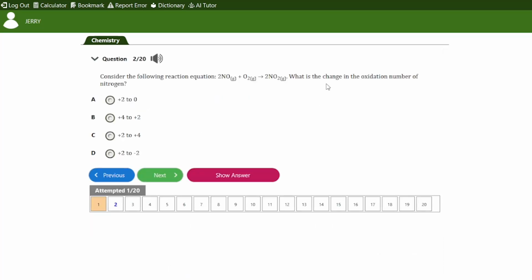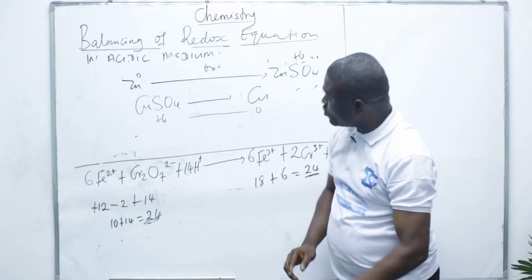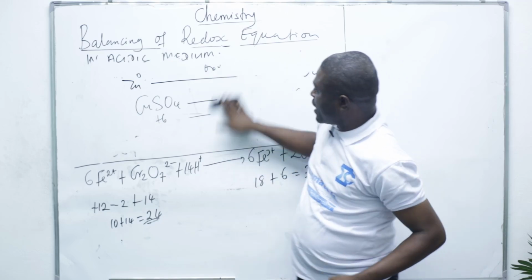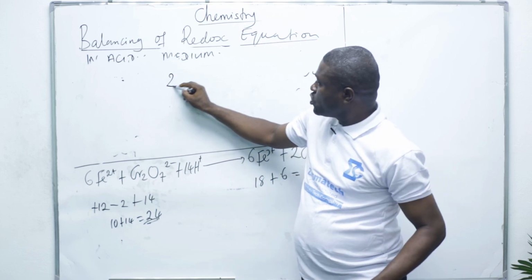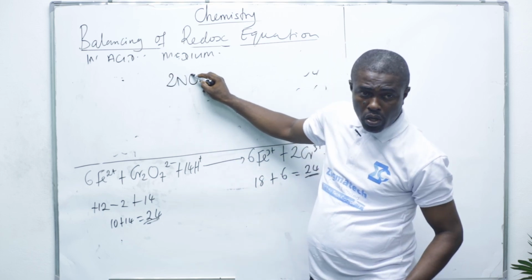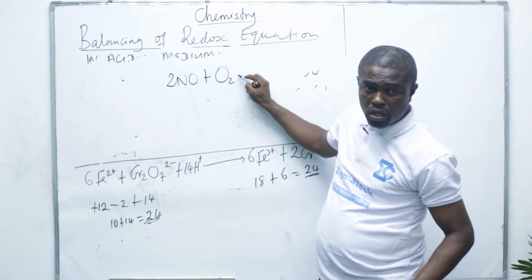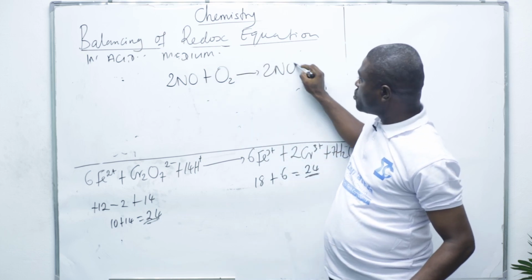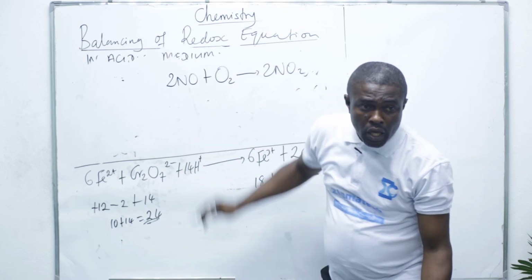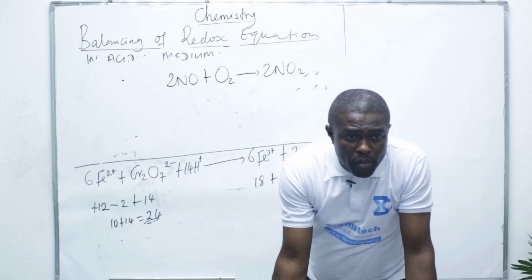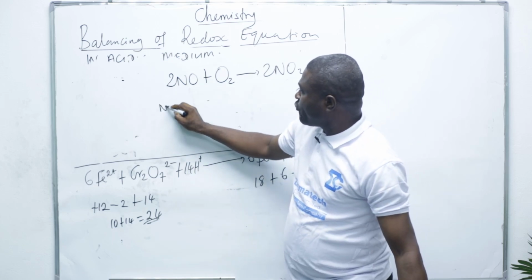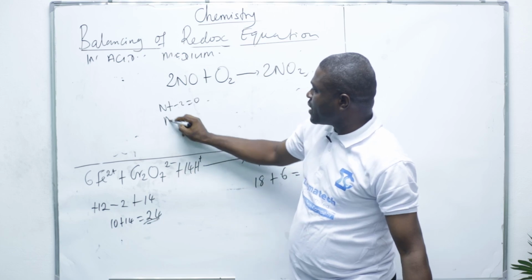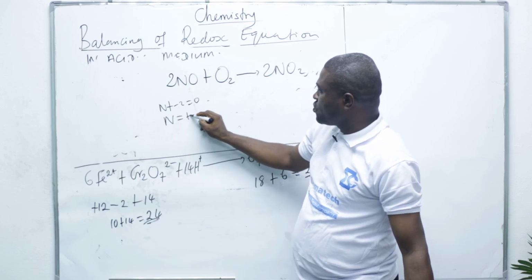Okay, what is the change in oxidation number of nitrogen? The change in oxidation number of nitrogen, that's the last question we are going to take here, which is 2NO plus oxygen moving to 2NO2. Nitrogen's oxidation number changes. Let us calculate: looking for nitrogen, minus 2 equals 0. That means nitrogen here is plus 2.